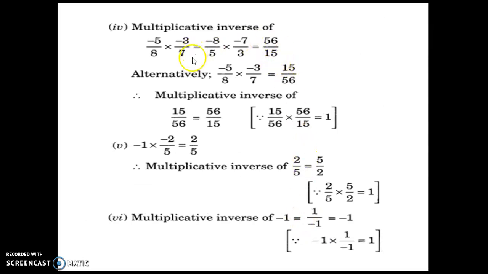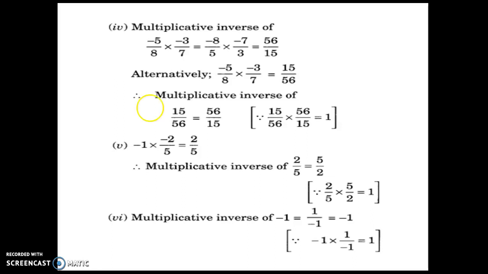Multiplicative inverse of minus 5 by 8 into minus 3 by 7. This is the question given for us. So first we have to simplify. Minus 8 by 5 into minus 7 by 3 equal to 56 by 15.